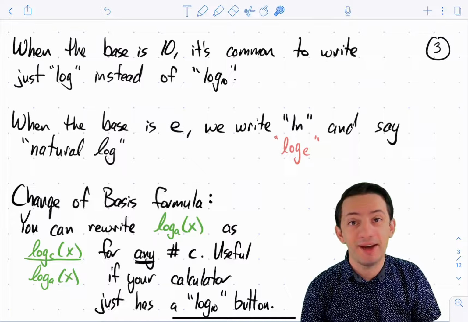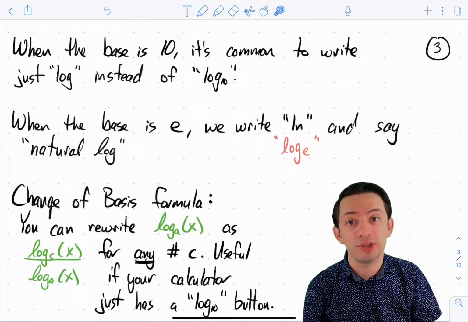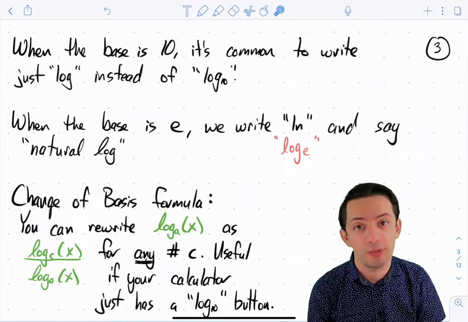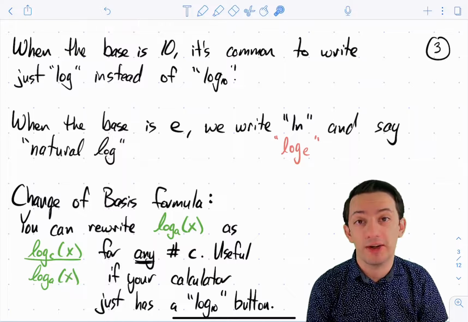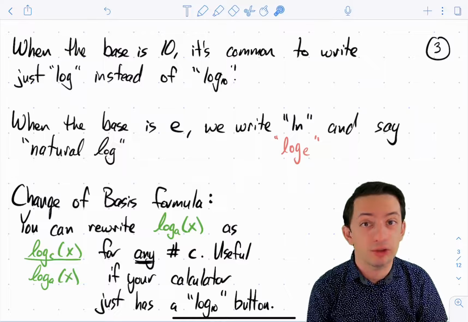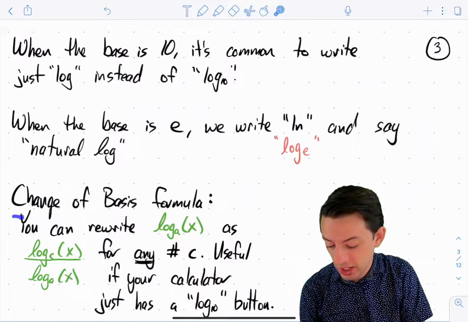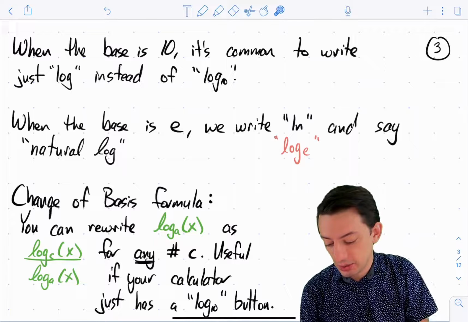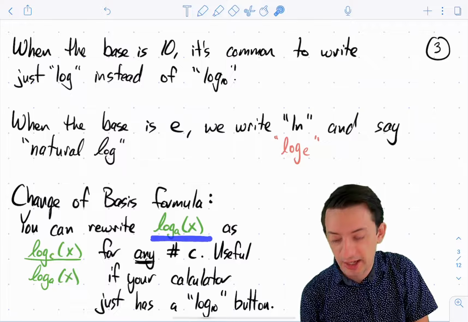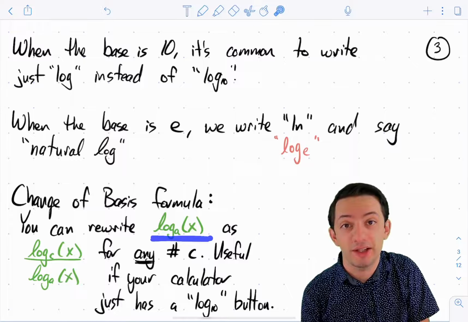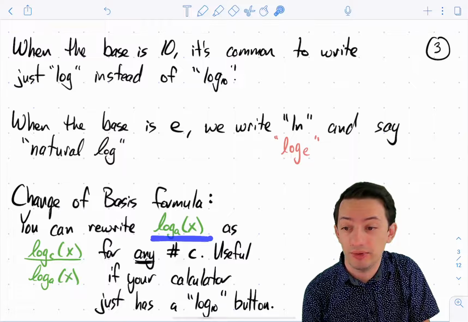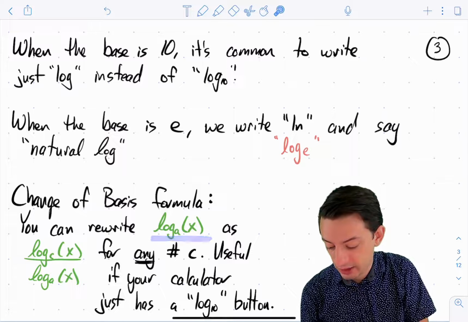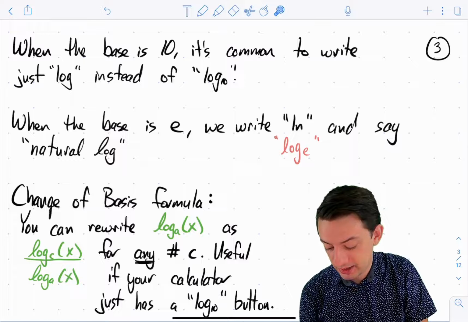So for example, we can calculate log base 2 of something using log base 10 or log base e, or maybe you have a very weird calculator that only has log base 7. You could use that too. This is called the change of basis formula. It says that you can rewrite log base a of x, that's the thing you want to calculate, for example, log base 2 of 5, as log base c of x.